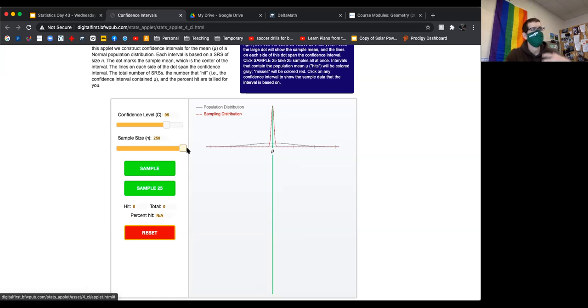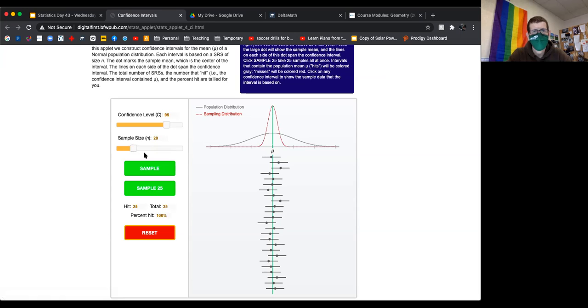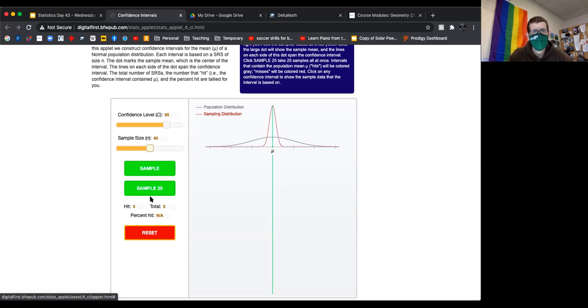So the sampling distribution standard deviation is inversely related to the sample size, meaning as the sample size goes up, the standard deviation goes down. That also applies to our confidence intervals. So let me not jump all the way up to 250 yet. We started at 20. Let me sample 25. Let me double that to 40. And notice that they get narrower.